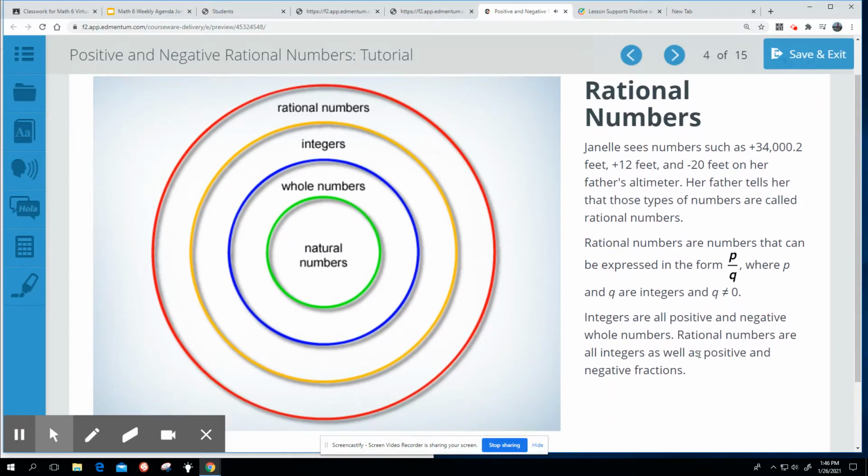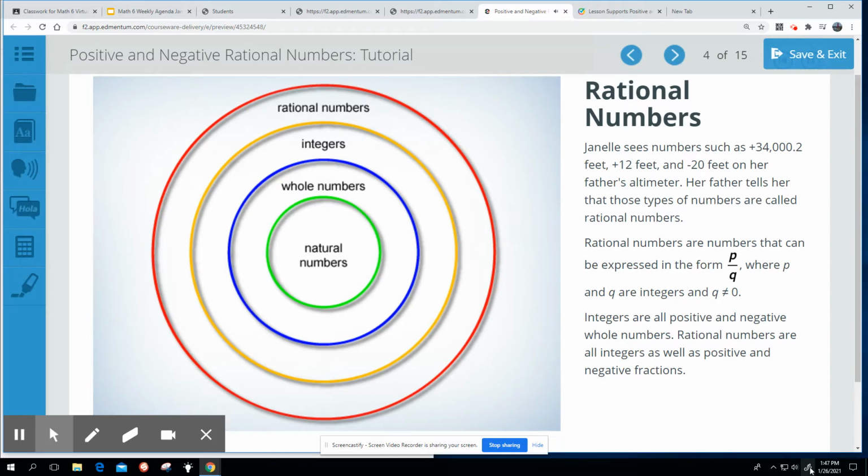Rational numbers. Janelle sees numbers such as positive 34,000.2 feet, positive 12 feet, and negative 20 feet on her father's altimeter. Her father tells her that those types of numbers are called rational numbers. Rational numbers are numbers that can be expressed in the form P over Q, where P and Q are integers and Q does not equal 0.